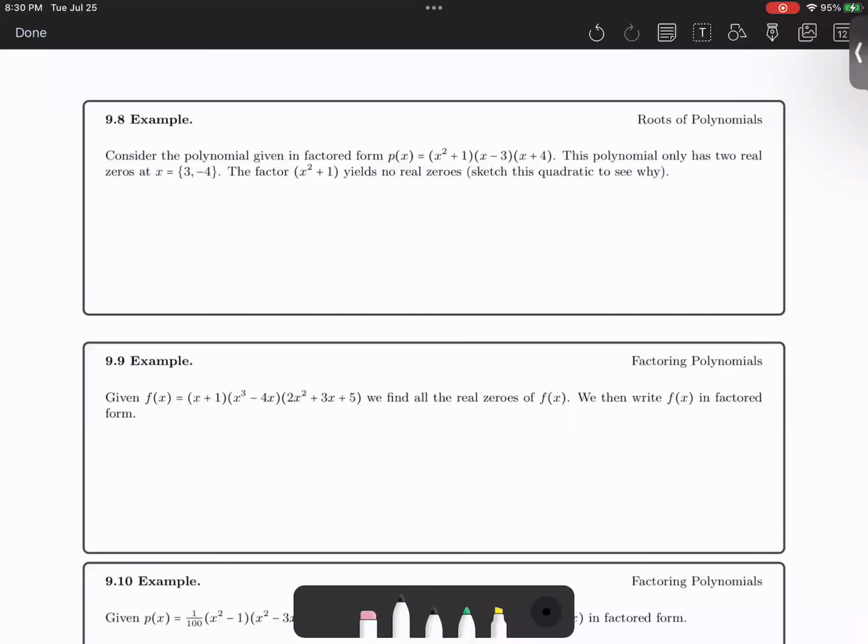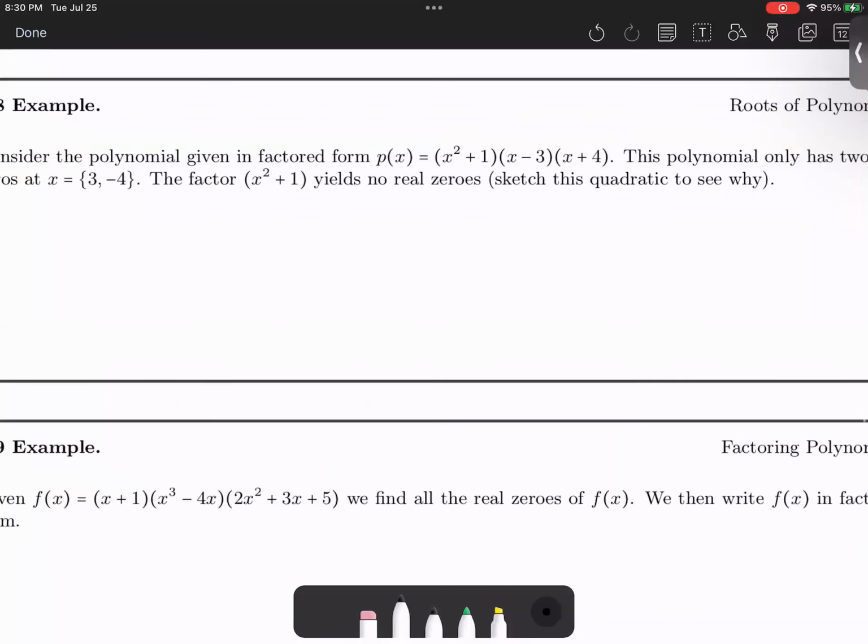All right, just because you have a factor doesn't mean that it's going to give you any more real zeros. Let's think about p of x here. First, let's give ourselves the degree of p of x. There's two x's in that factor right there. There's another one right there, and there's another one right there.